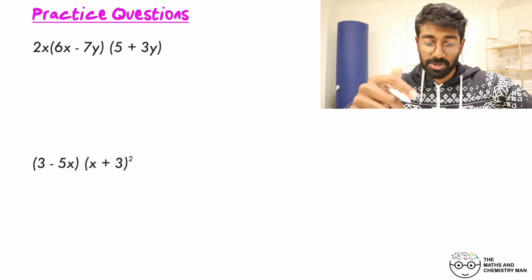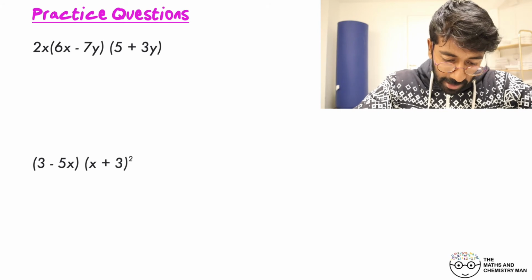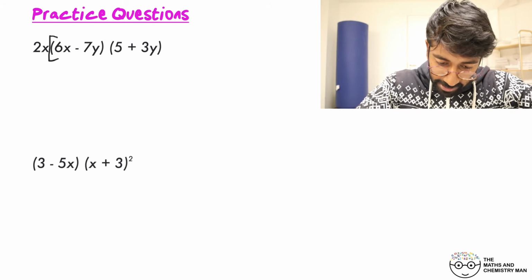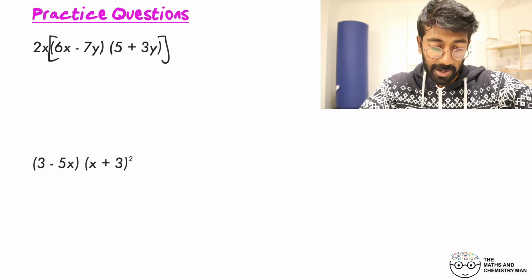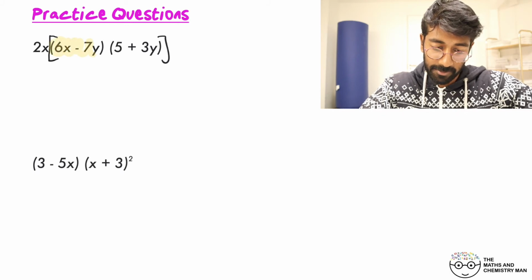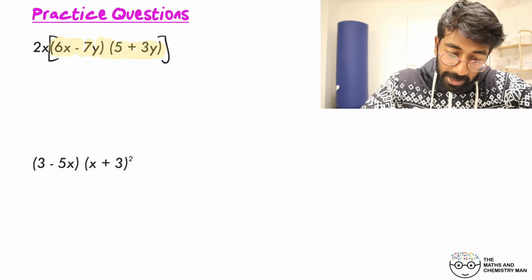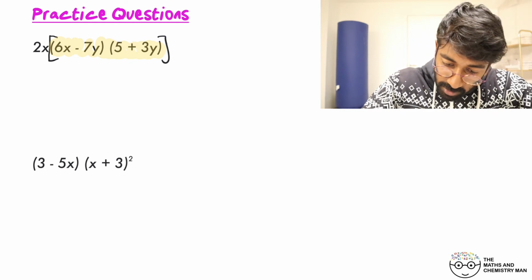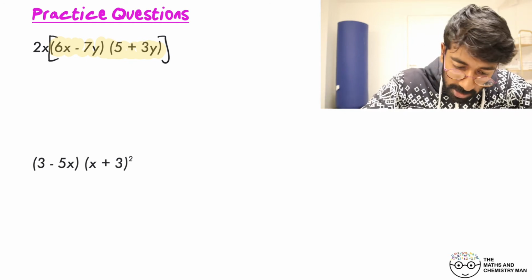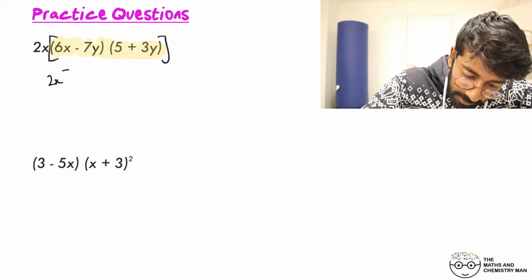Righto, it is solution time, so let's get going. Now, first thing is I'll put a square bracket in there and there, and then just worry about expanding whatever is inside my square bracket. So these two here. So let's get multiplying. Let's do it over here. So we've got 2x square bracket.